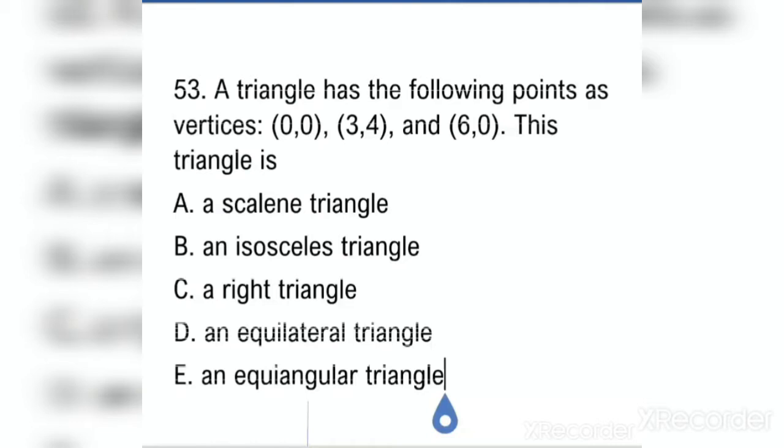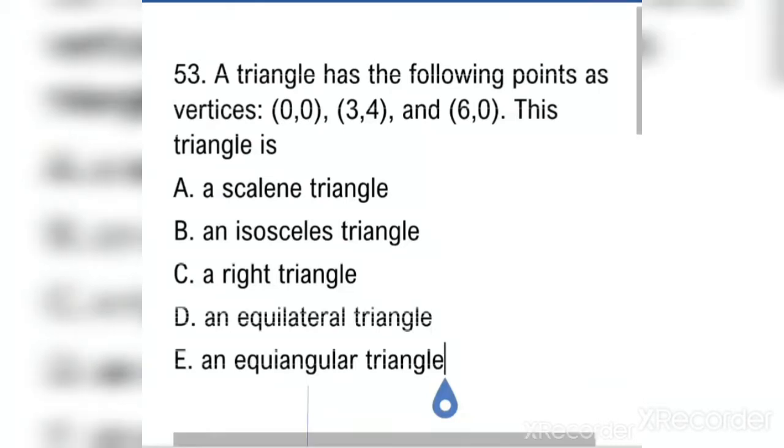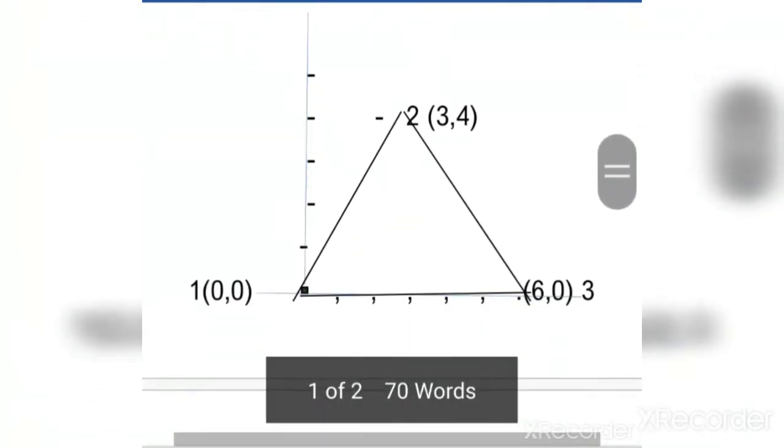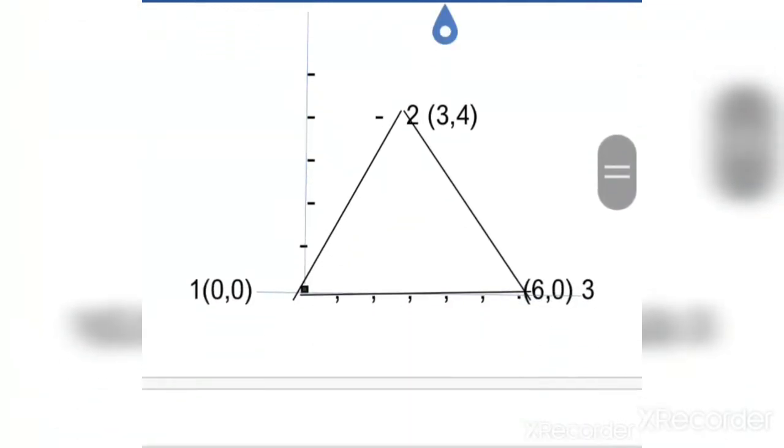So a triangle has the following points as vertices: (0, 0), (3, 4), and (6, 0). And this is the figure of this triangle. The first point lies at the origin of the x and y axes. The second point lies at x equal to 3 and y equal to 4. Then the third point is at x equal to 6 and y equal to 0.